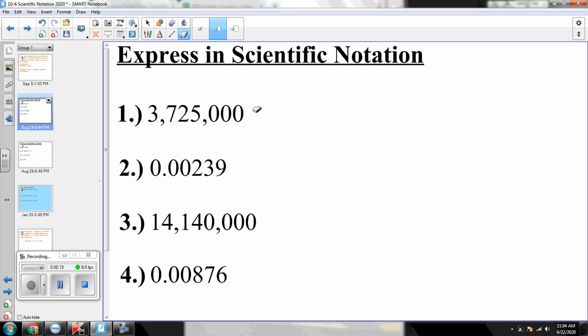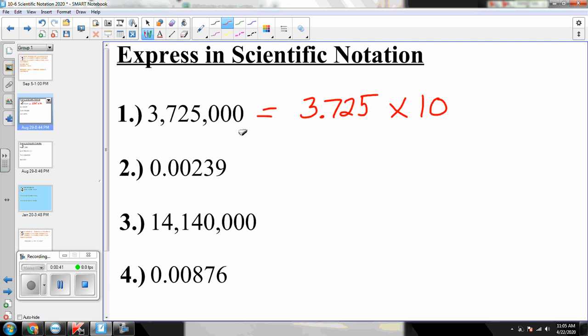3,725,000. When we write this in scientific notation, we're going to place our decimal point so we have a number 1 or higher but less than 10. So if I place my decimal point after the 3, I'll have a 3.725. 3.725 is a number 1 or higher, but less than 10. And then we need times 10 to some power.